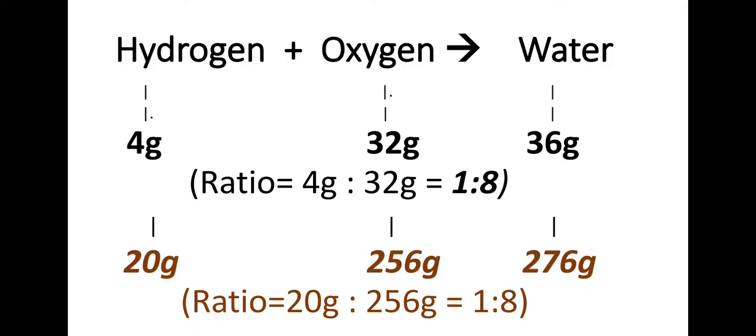Again, if you take 20 gram of hydrogen and 256 gram of oxygen gas, they also have reacted in a 1:8 ratio, that is 20 gram is to 256 gram, and you get 276 gram of water. There is no reactant left in the reaction chamber.